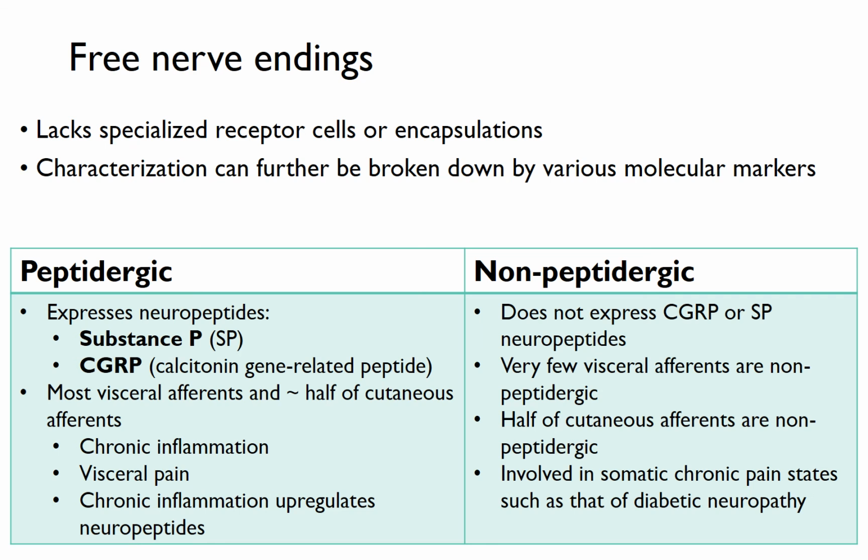And then if about half of the cutaneous free nerve endings are peptidergic, then the other half is non-peptidergic. So these non-peptidergic neurons don't particularly contribute to visceral pain states, but they're more involved in somatic chronic pain states, things like diabetic neuropathy and some of the other ongoing chronic pain that affects the cutaneous body surface tissues.